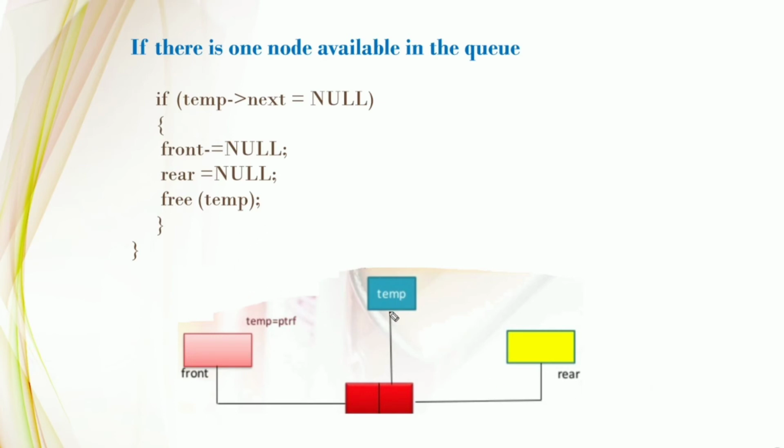That means temp points to the front, and front moves to the next node of the list. Here we have only one node, so front and rear both point to that only node. Front points to null and rear points to null, and temp points to the node. So we are freeing the node. So it is removed. Now rear and front become null, which means the queue is empty. So if there is only one node, like this we can remove the elements.